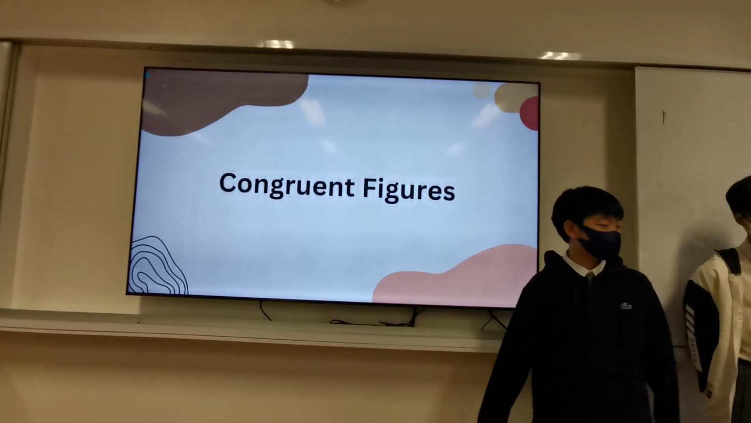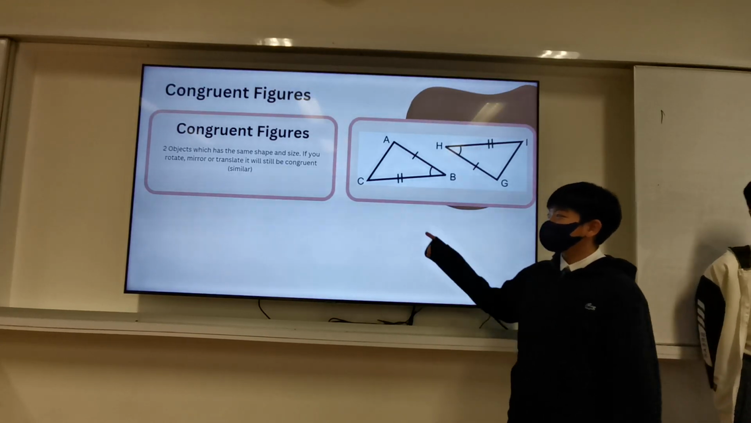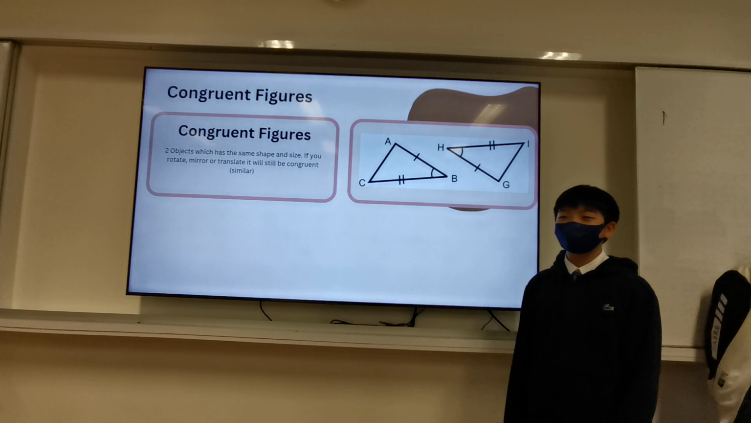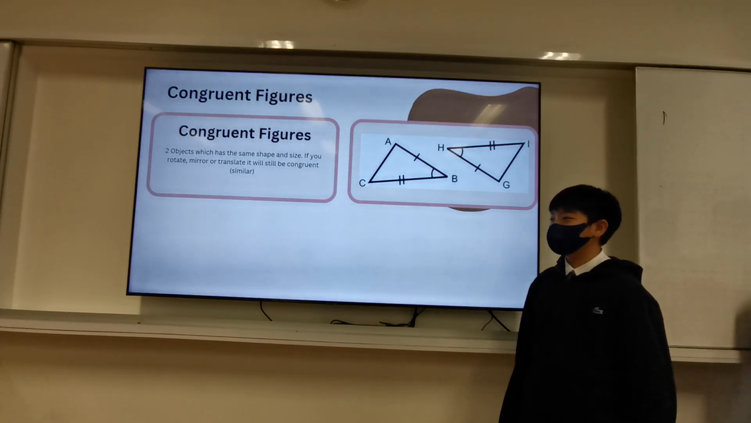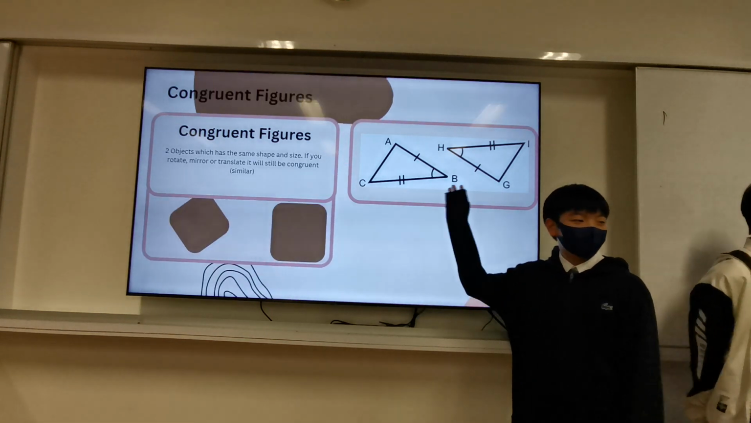Congruent figures. Congruent figures are two objects that are the same size, same shape, same value, same volume. Here are the examples.